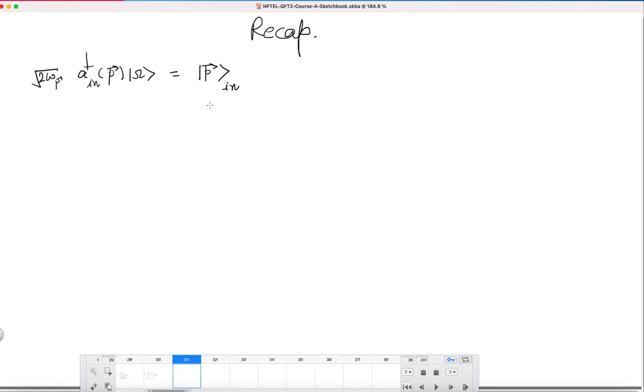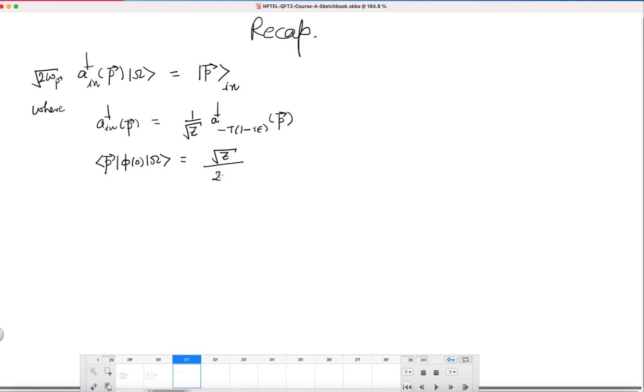And where A in dagger P is equal to 1 over square root of z. We'll talk more about this factor z later, but for now I will not say much. So that was the definition of A in dagger. And just to remind you, this quantity is what we called square root of z over (2 pi) to the 3 halves.